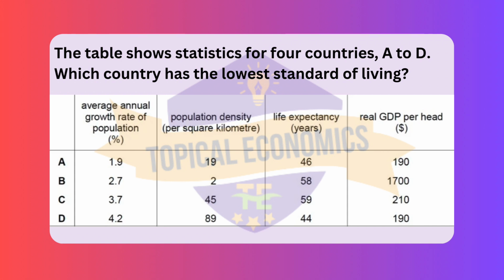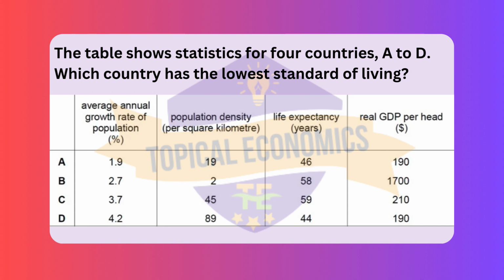To determine the standard of living among these countries, we typically look at several indicators such as life expectancy, real GDP per head, and other factors like population density and population growth rate. These indicators can provide insight into the overall well-being and economic prosperity of a country. Life expectancy is a key indicator of the overall health and longevity of a population. Higher life expectancy generally suggests a better standard of living. Country B has the highest life expectancy, 58 years, while Country D has the lowest, 44 years.